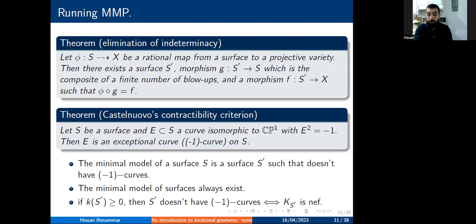So nefness is very important in birational geometry, because after some power the canonical divisor will be semi-ample, and you get a morphism to CPN, and this variety is very simple to study.